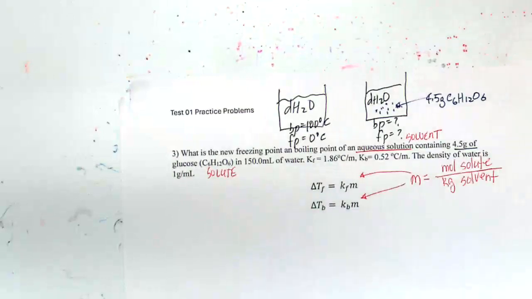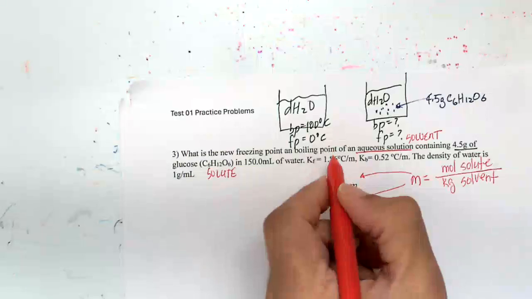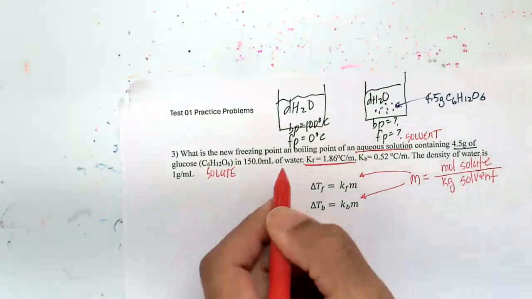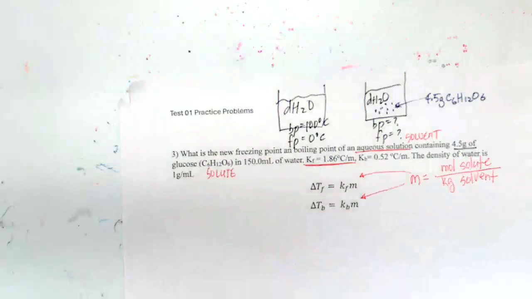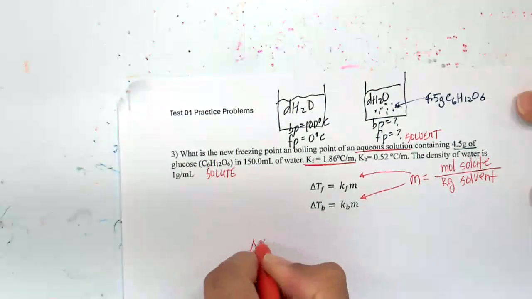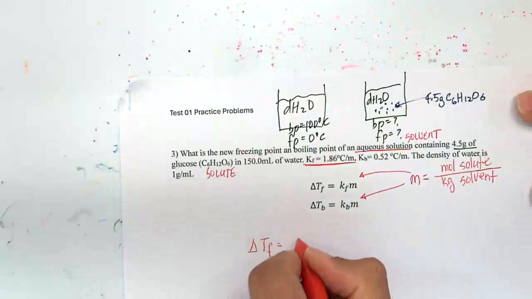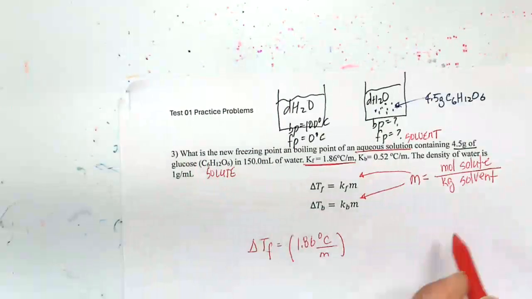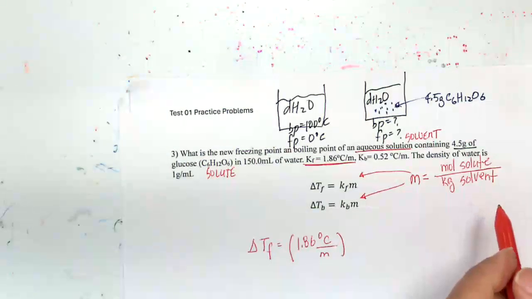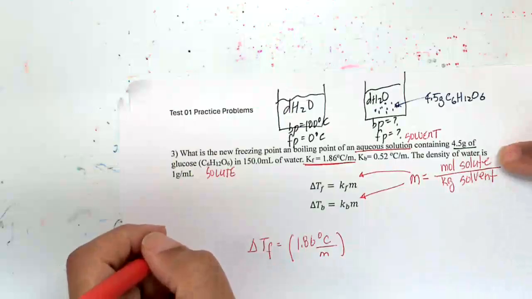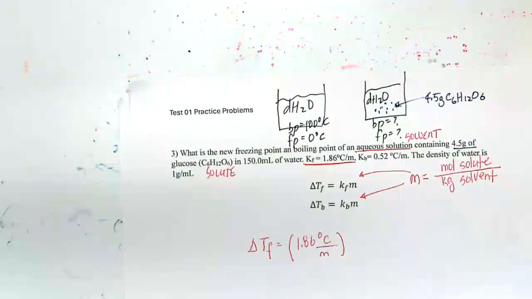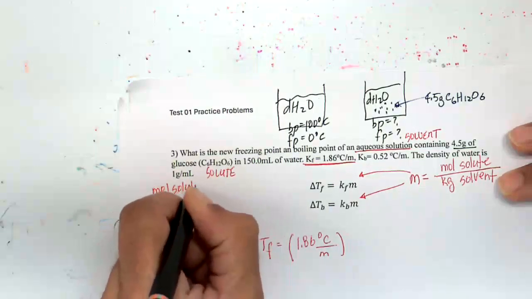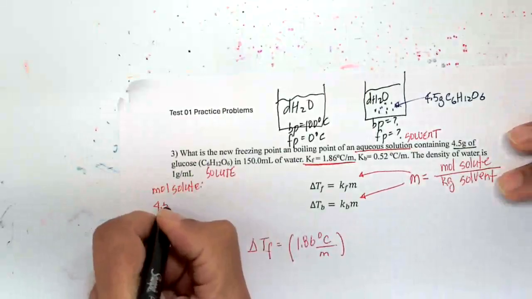Kf is a constant. I think they tell us the constant. The Kf, the freezing point depression constant, with water as the solvent is 1.86. So let's go ahead and do that. Delta Tf is Kf, which is 1.86 degrees C over molal, times molality. Let's quickly calculate that. Moles of solute, which is glucose. So we're going to take our 4.5 grams of glucose.